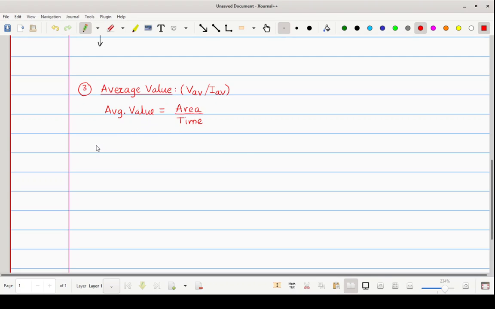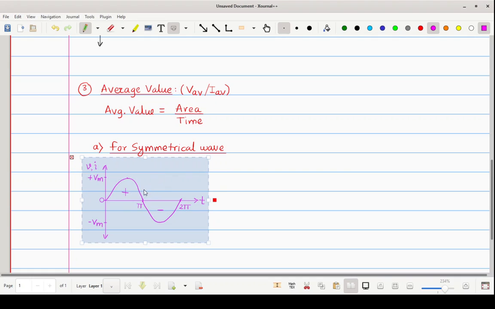We will divide this average value into two parts. First we will calculate the average value for a symmetrical wave. I am taking the example of the above sine wave and pasting that waveform here. Here you have a symmetrical waveform. If you look at it, the area of the positive half cycle is exactly similar to the area of the negative half cycle.